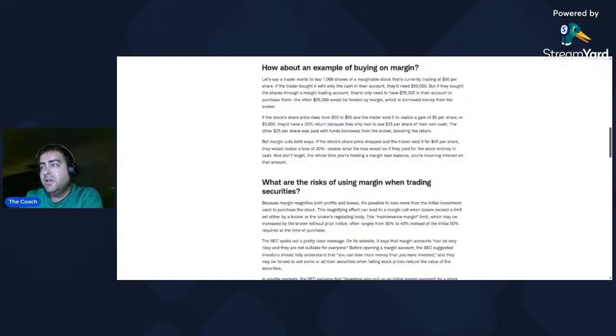This is the downside. If the stock share price dropped and the trader sold it for 45 per share, they would realize a loss of 20%, double what the loss would be if they paid for the stock entirely in cash. Oh, sounds familiar. Sounds like when we trade leveraged ETFs. The downside is maximized and the upside is maximized as well. Very familiar, huh? So it's amazing.